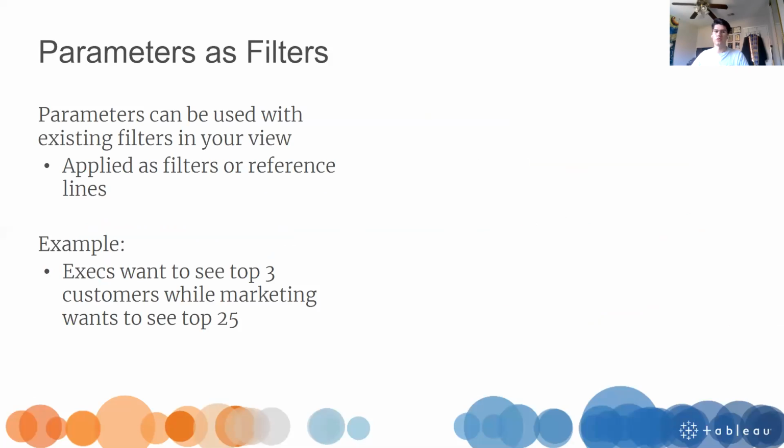Parameters can be used with existing filters in your view, and these are applied as filters or reference lines. We're going to be going through a quick example and going step by step on how you can create this parameter for this example. Again, these slides will be uploaded after class. When you go through these slides later down the line, go into presentation view and just go through each motion. There are a lot of animations, and I do think that's the most beneficial way to go over them.